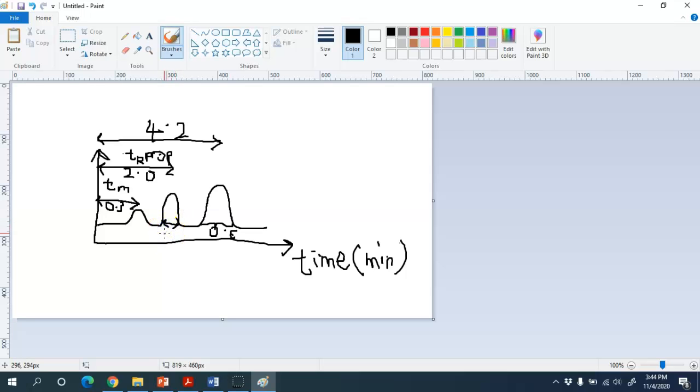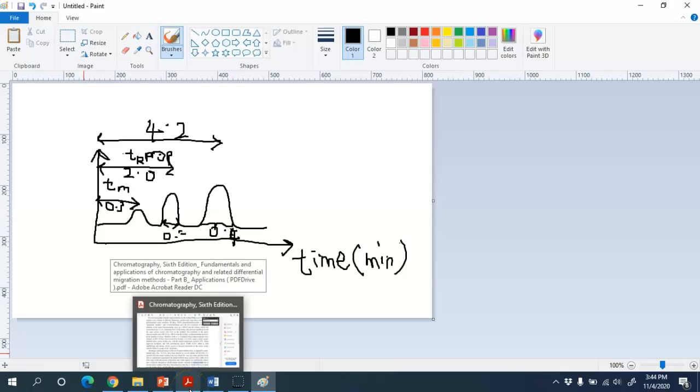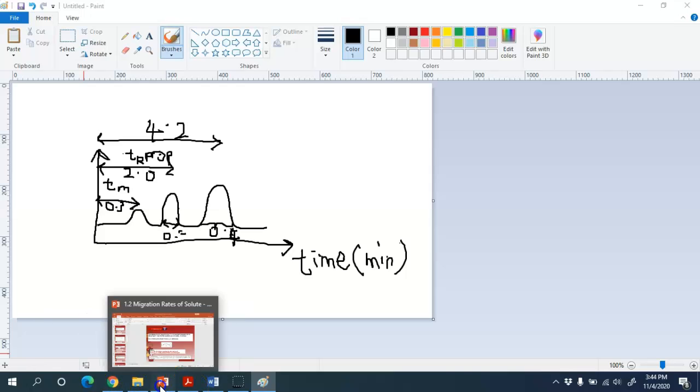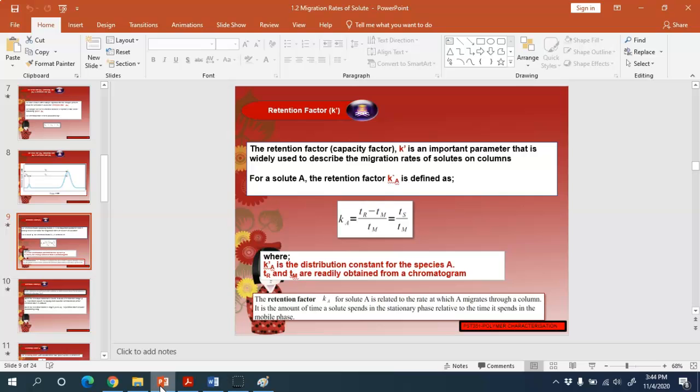This one is 0.2. Oh sorry, this one is 0.4. And this one has no peak width. That is how you draw it. Okay, proceed with our next slide.